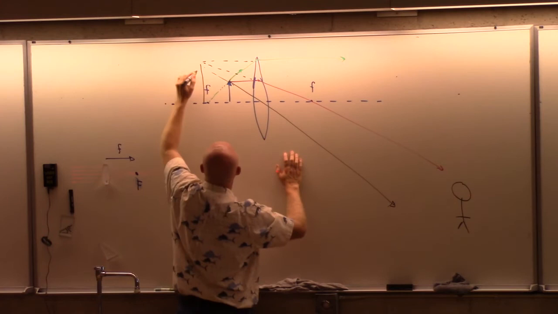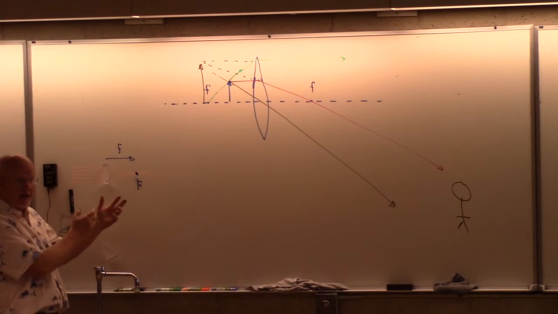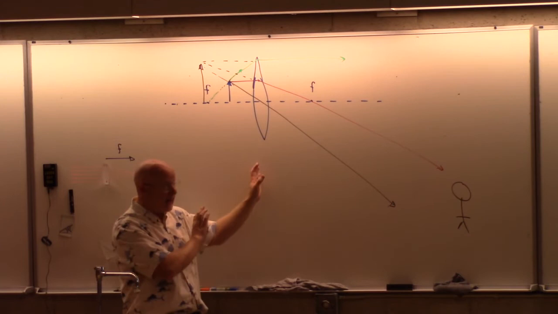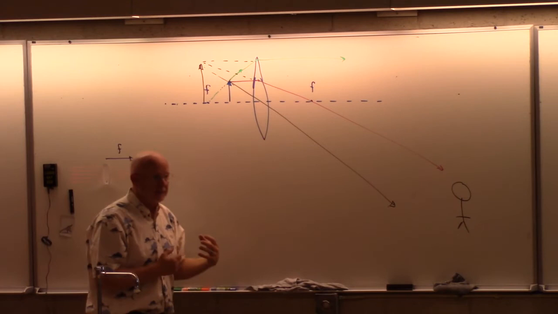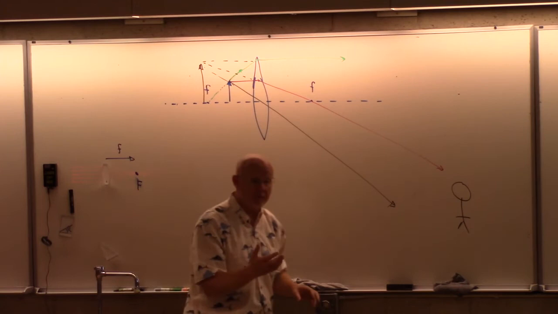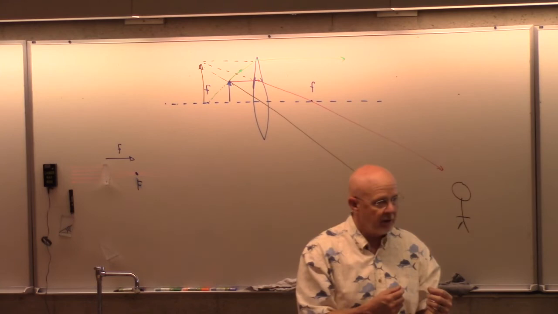So it's still going to make an image, but the image is bigger. The image is right side up. The image is not on this side of the lens where the light really goes. The image is on this side of the lens. In other words, it'll look like it's coming from here, but it didn't really come from here. That's the same thing we did with that flat mirror yesterday, right? When you look in a flat mirror, it looks like the light comes from inside of the mirror. You know it didn't really, it bounced off. But it's going to have that same appearance.